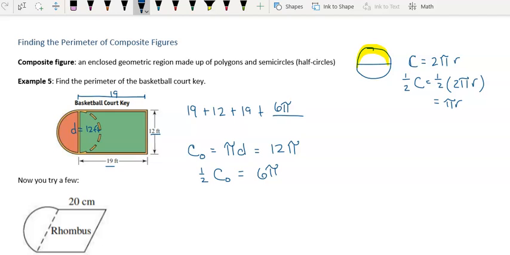So we would take on the calculator 19 plus 12 plus 19 plus 6 times 3.14 is going to be 68.84. And if you want to go ahead and do this ahead of time right here, that is 18.84. Okay, and don't forget the units. This is measured in feet, so this is also measured in feet. So 68.84 feet.